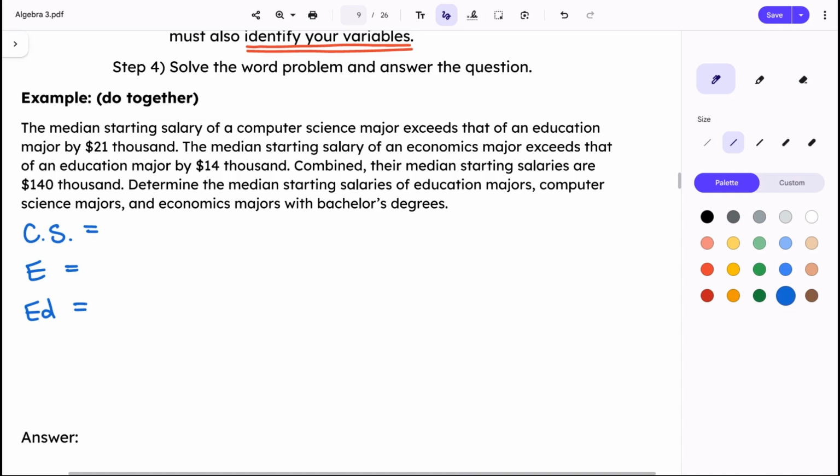Okay. They don't tell me anything about the starting salary for an education major. They just talk about how much the computer science one is exceeding it and the economics one. So I'm just going to call the education one X because I don't know anything about it. Okay, but now going back up, it says that a computer science major exceeds by 21,000. So that's more. So I'm going to write X plus 21,000. How would we write that for the economics major?